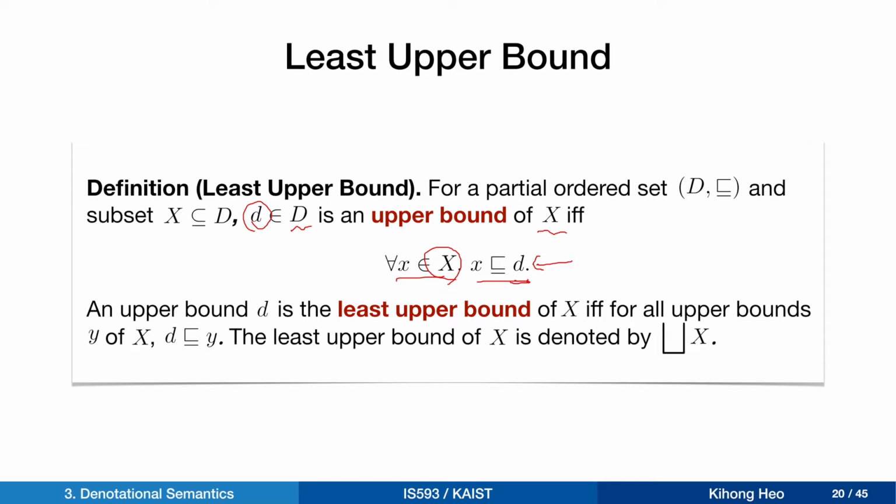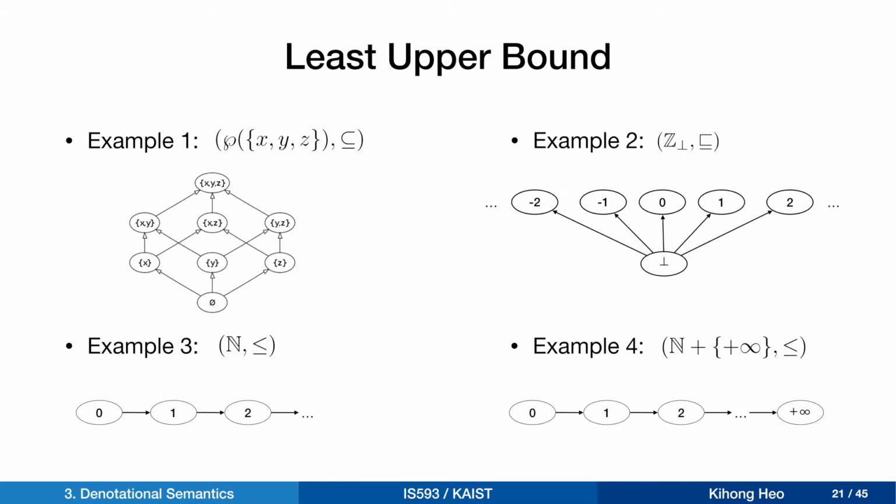There can be multiple such upper bounds. So among them, we are usually interested in the least one. So the least upper bound of X is smaller than any other upper bound of X. So we use this notation to represent the least upper bound of X. Okay, here are the same examples as before. Now let's focus on the least upper bound of each poset.